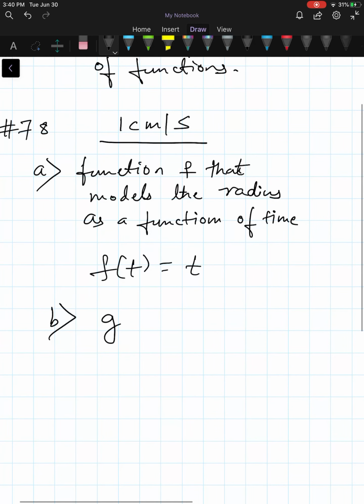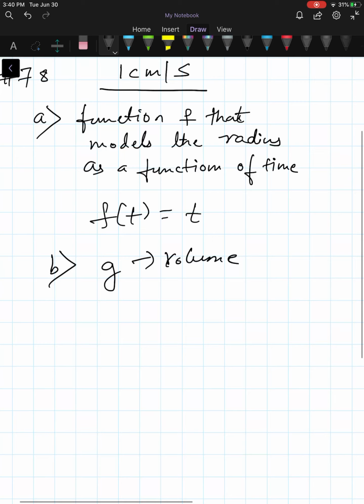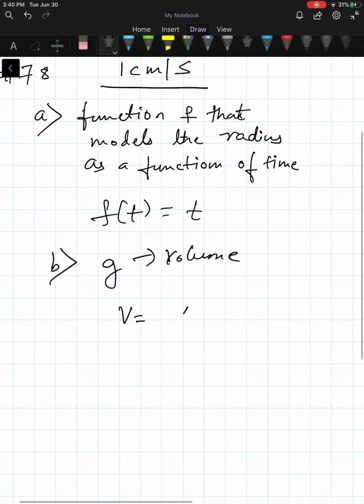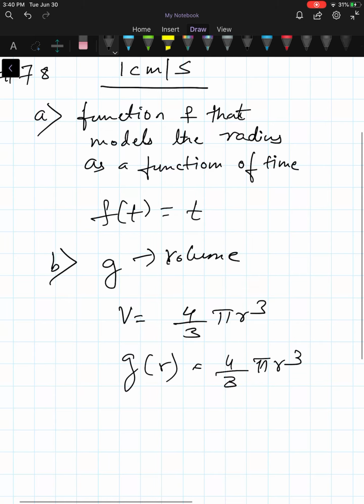Then the second question is, find a function g that models the volume as a function of the radius. So g should model the volume. We know that the formula for volume of a sphere is nothing but 4 by 3 pi r cube. So g of r is 4 by 3 pi r cube.